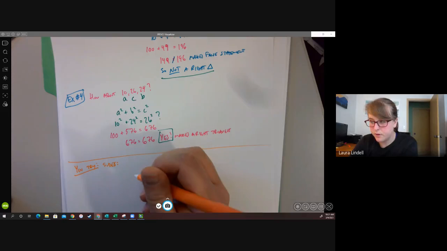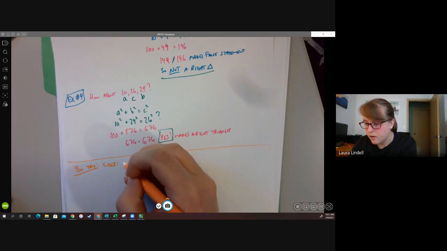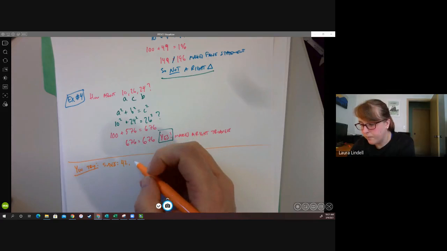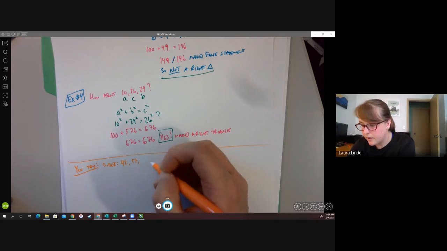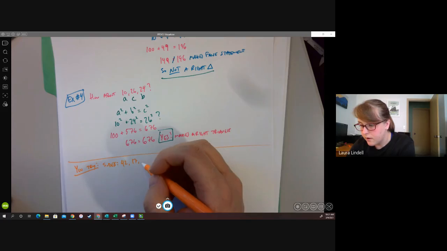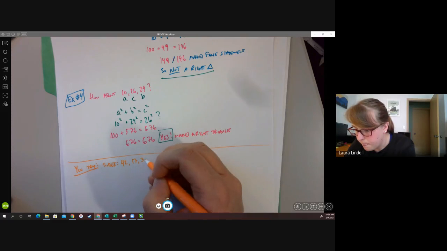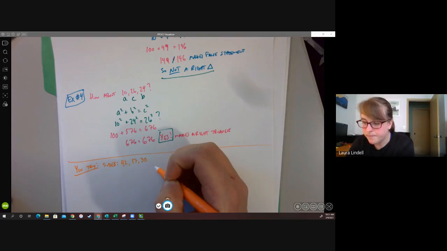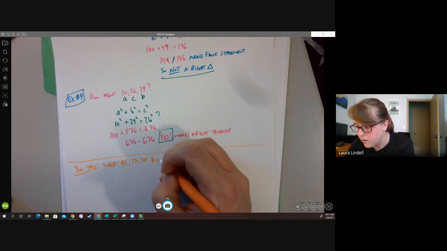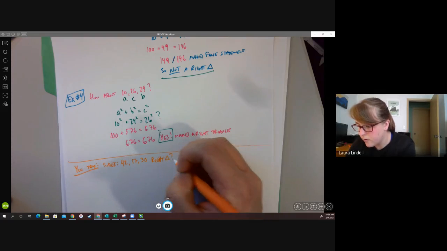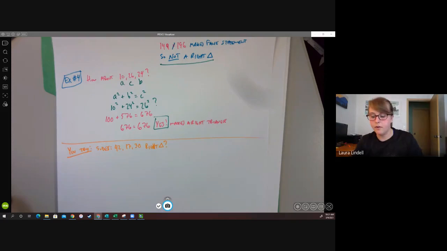This time your sides will be 42, 17, and 30. And we're wondering, is it a right triangle? So take a moment, decide if that makes a right triangle using the Pythagorean converse, and then when you think you've got it, type what you think in the chat, yes or no.